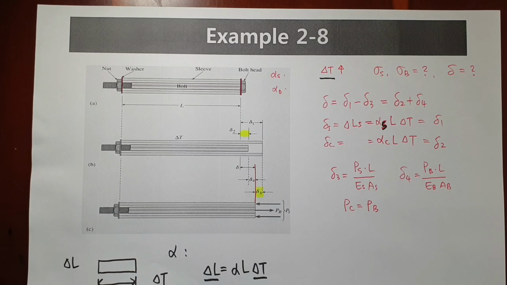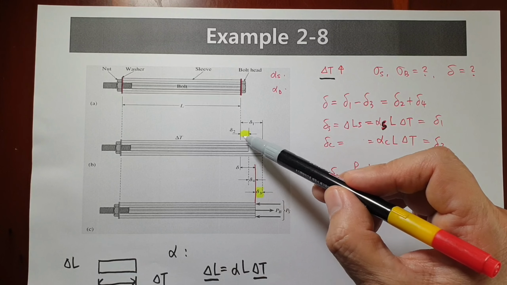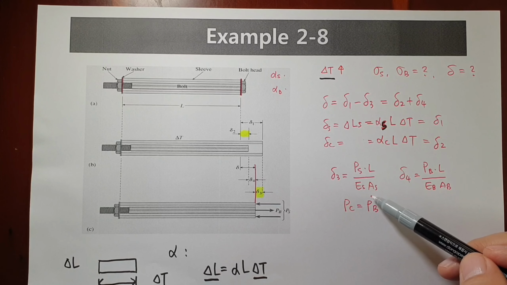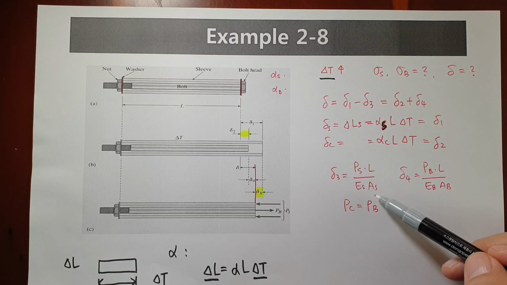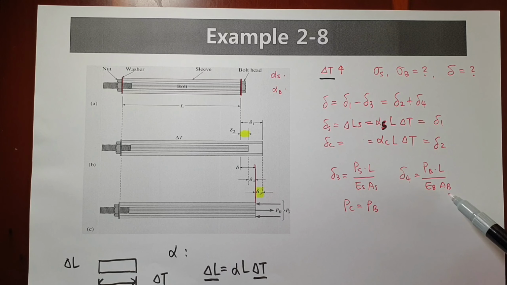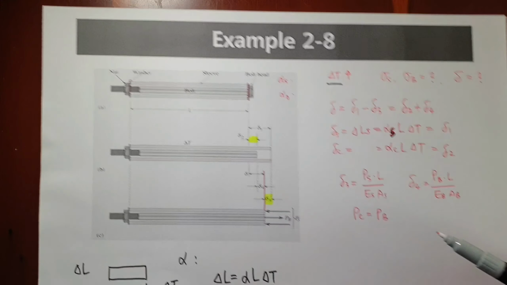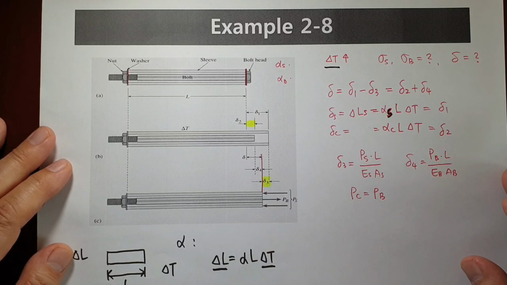We applied many things. Firstly, the geometrical compatibility relationship and the temperature change, which gives delta 1 and delta 2. And delta 3 and delta 4 are what? They happen due to the reaction force. Delta 3 is the outside, delta 1, that means the sleeve. Delta 4 is the inside bolt. Actually, we can have this kind of relationship. Okay, we have these relationships.